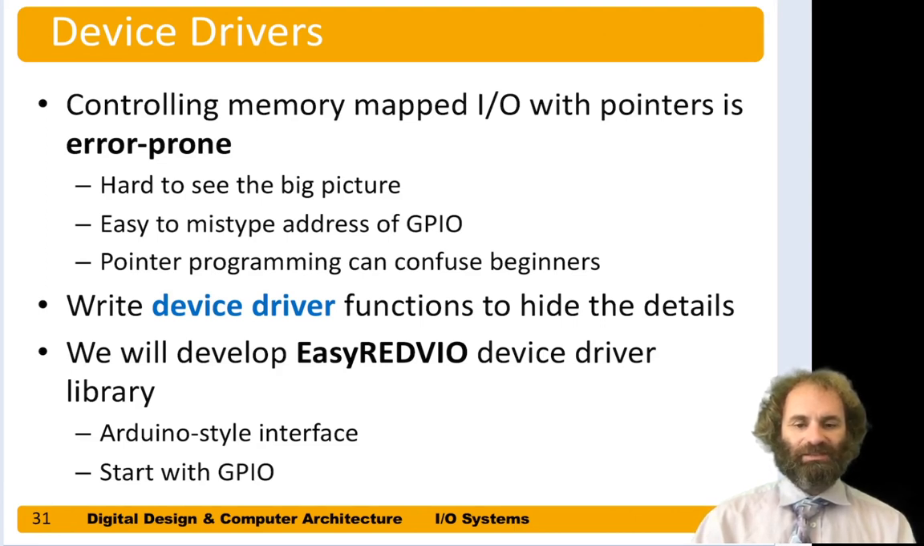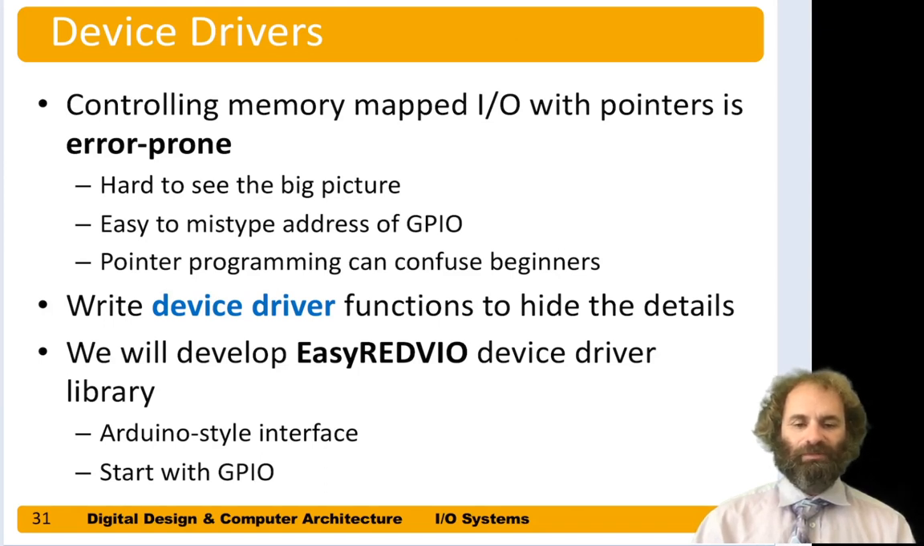A couple drawbacks. The first one is it's hard to see the big picture. If you're just writing to specific locations in memory, you've got to be consulting another table to say what those locations do. And so if you're not intimately familiar with the memory mapped I/O, that would be confusing. Secondly, it's easy to mistype the addresses of all those pointers in the GPIO. If you have a single character wrong out of those 8 hexadecimal digits, you'll be writing some random location in memory and nothing at all will happen.